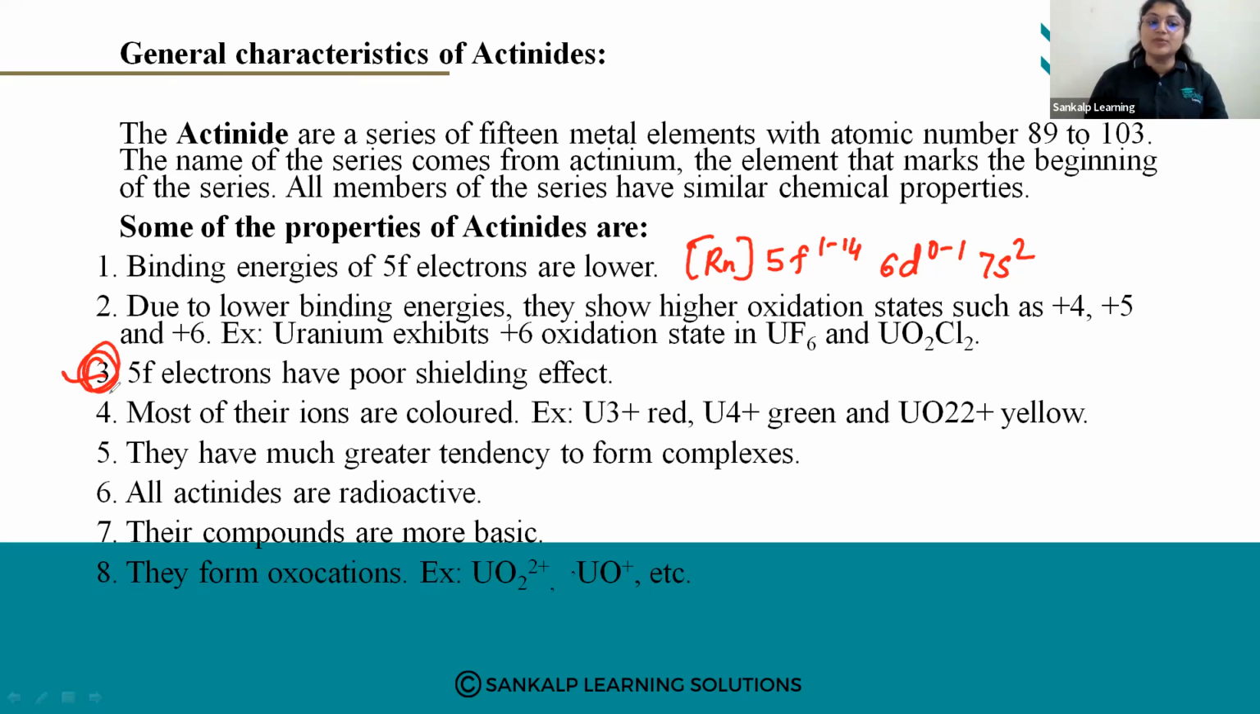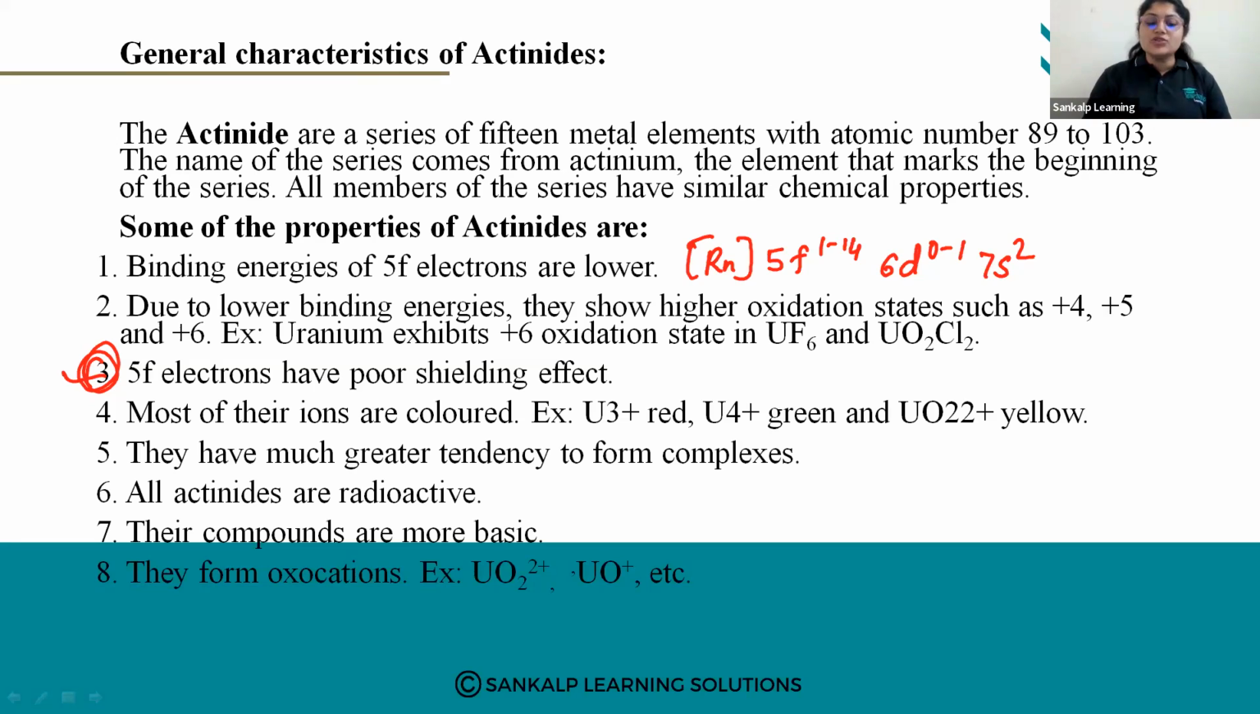So here you can see the third point. There will be a gradual decrease in the atomic and ionic radii, that is the size of the actinoids. It is due to poor shielding of one of the 5f electrons by another, and this is known as the actinoid contraction. So this gradual decrease in size in the actinoids is due to what? It is called actinoid contraction.